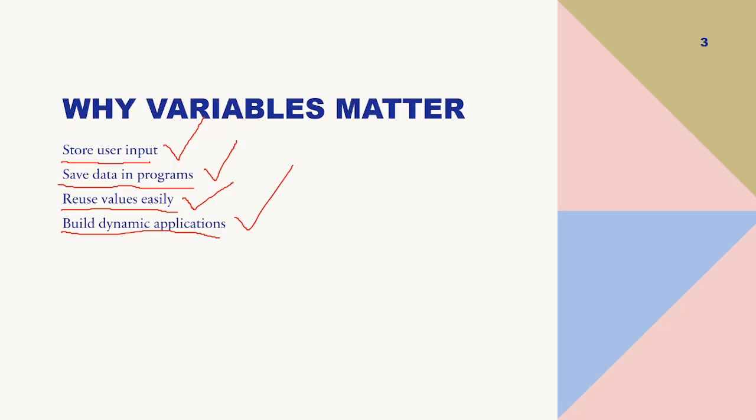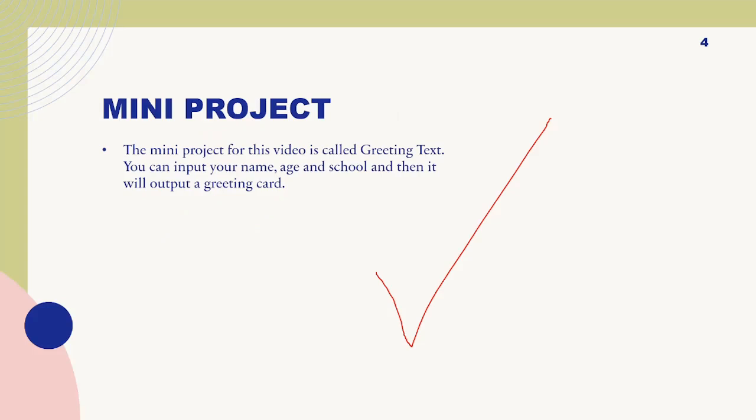Now, let's get started on our mini project. Our mini project is called greeting text. We can input our name, age, and school, and then it will output a basic greeting text. It will output hello with your name, then your age is this, and you are from this country. So that is our mini project for this lesson. Let's get right into the coding.